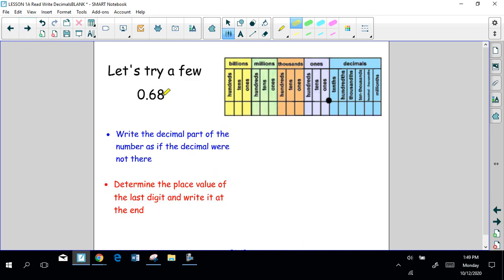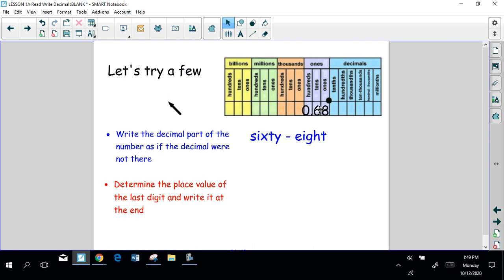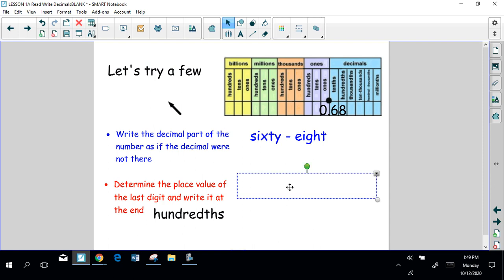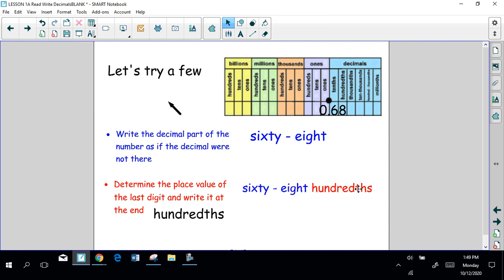Let's try 0.68 and write it in words. So first, ignore the decimal point, and how do you write 68 in words? 68. Next, what place value is the 8 in? The 8 is 2 places past the decimal. Let's line up the decimals. 8 is in the hundredths place. So you tack on hundredths, 68 hundredths. Okay, tack the hundredths onto the end.